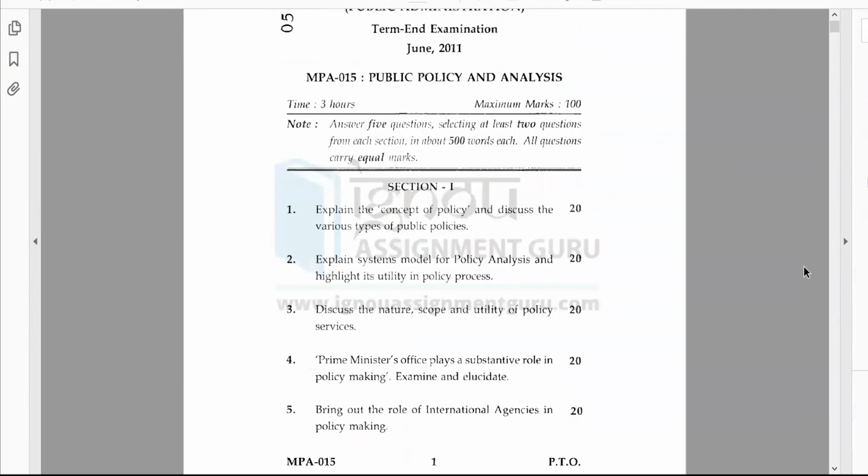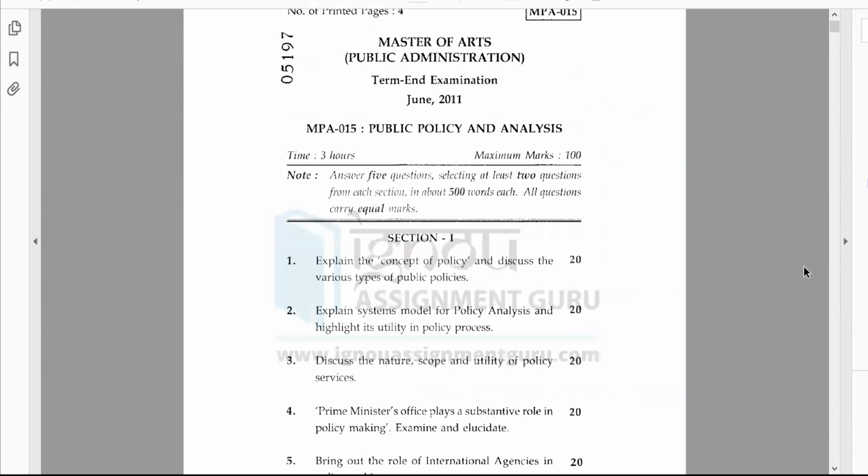From this question paper, I have taken the first question in section 1, explain the concept of policy and discuss the various types of public policies. This answer I am going to present in my next video.